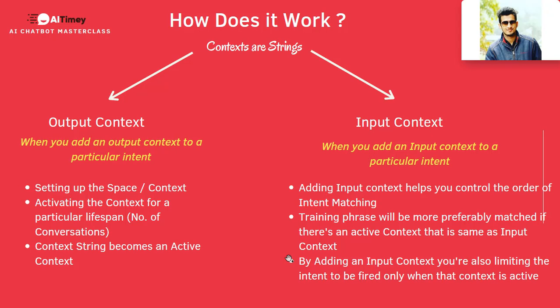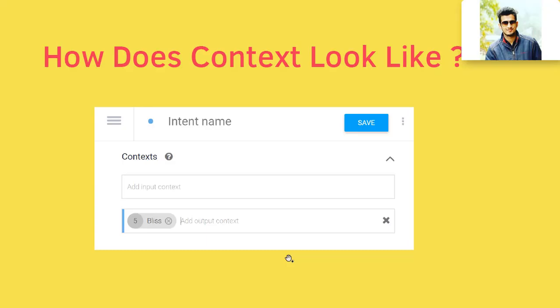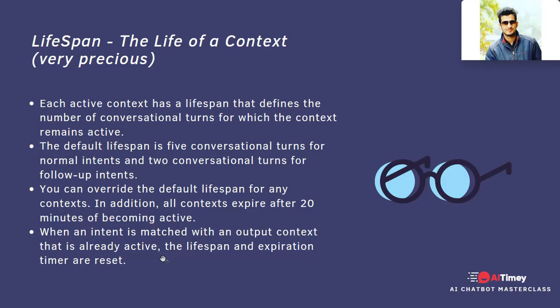Great. So we understood, first we are activating a context with an output context, and then with the input context we are saying that if there is an active context, then only these intents will be matched. Okay. And there is one other thing that comes up called lifespan. Let me show you something. So you can see here, when there is written bliss, there is something written 5 out here, right? Now what does this 5 stand for? This 5 actually stands for lifespan. Let's understand what lifespan is.